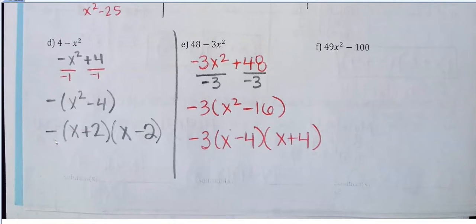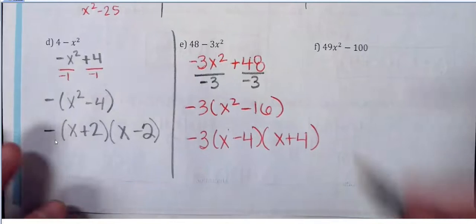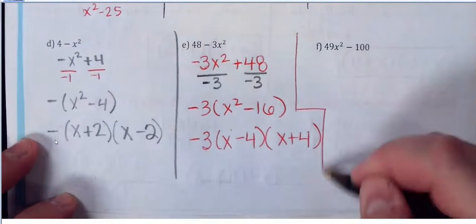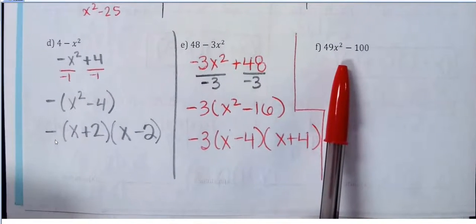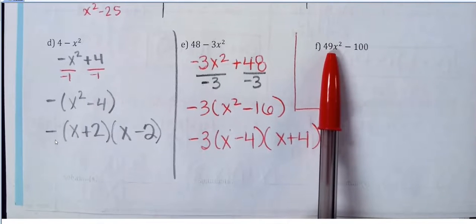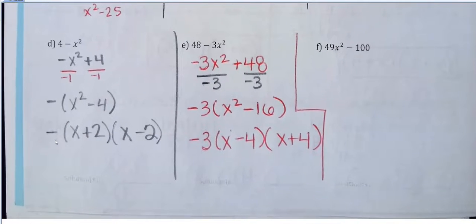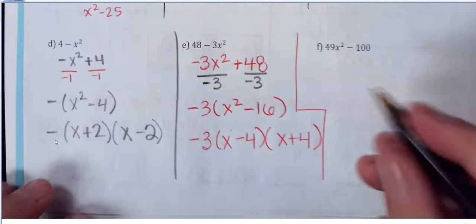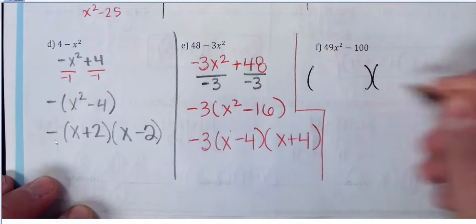Does anybody have a question? Okay, I got one more, and then I will be quiet and let you guys practice these. This is not like any of the ones we've done so far, because I do have a number in front of the x squared here. Anybody have any idea how you would factor that?